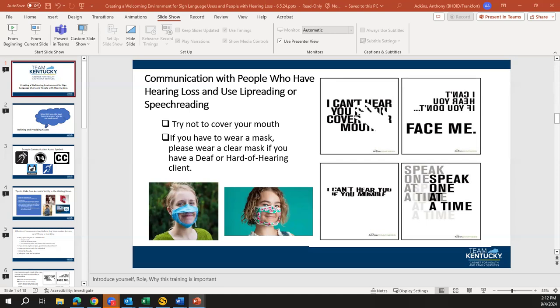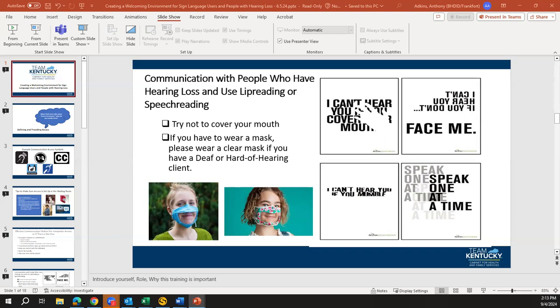Communicating with individuals who have hearing loss but can use speech reading or lip reading. This is one of the largest challenges that the community faces, especially when we wear masks. Of course, we suggest you not use masks if you're communicating with a person with hearing loss. And if you do have to wear a mask, make sure it's a clear mask. You can see some of the samples on the screen.